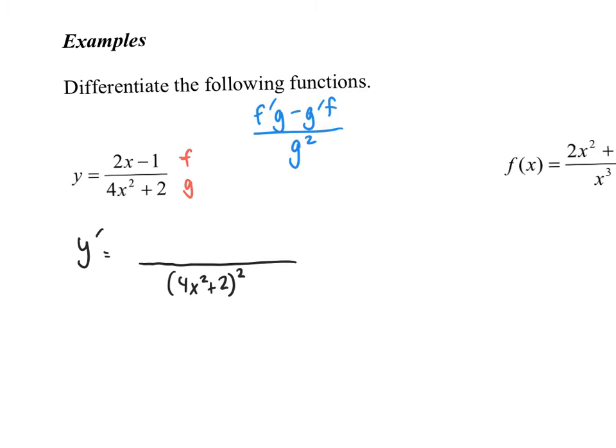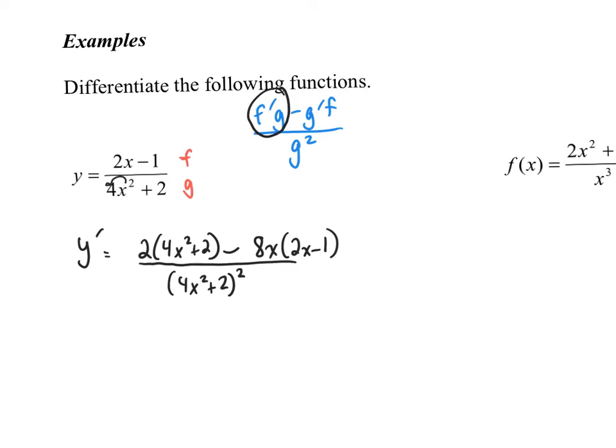Now the derivative of the top. The derivative of the top function, 1 goes away. The derivative of 2x is just 2 because it's x to the 0 and you take the 1 down. So it's 2 times the bottom, which is 4x squared plus 2. So that's my f prime g part, minus g prime. Now the derivative of the bottom will take the 2 down, so that will become 8x to the first times f, which is 2x minus 1.